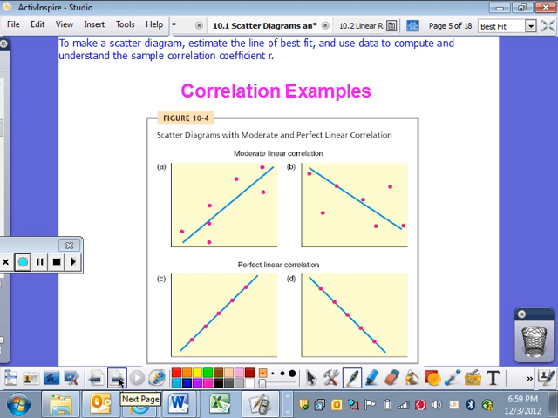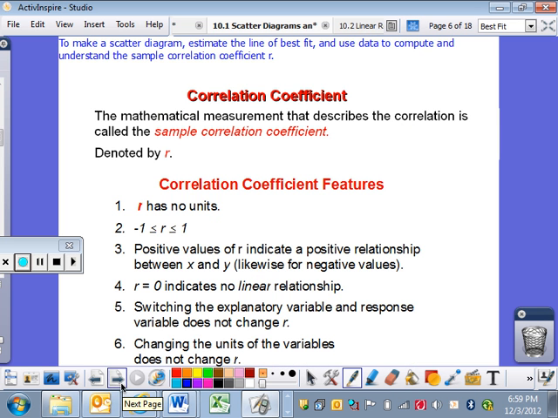Here are a few more pictures, correlation examples. Here's a moderately strong positive because it's going up, moderately strong negative because it's going down, but you can see where the lines are going. Like I said, the perfect correlation is rare, but this is when they're right on the line. And then the negative perfect correlation is when your line's going down. So that positive and negative is going to show up.